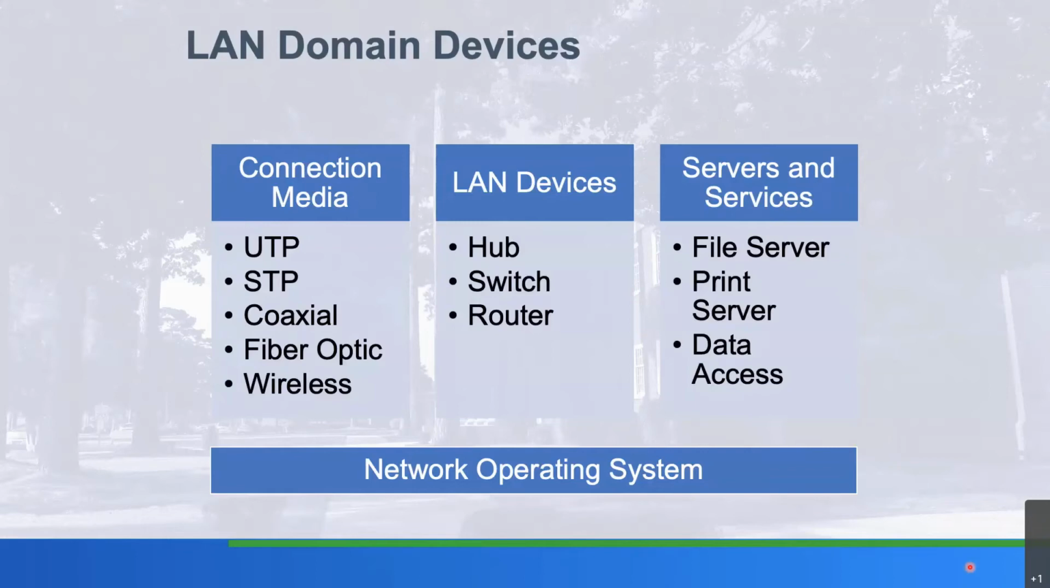And then we have wireless. Wireless is very flexible, but it's also very dangerous in high security environments. If we're really worried about the information we're sending over the network, we probably don't want to use wireless.